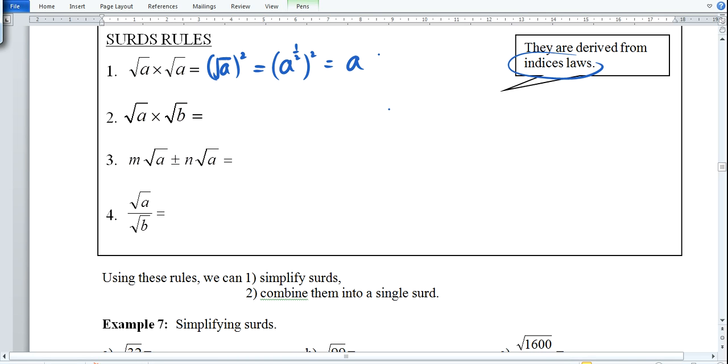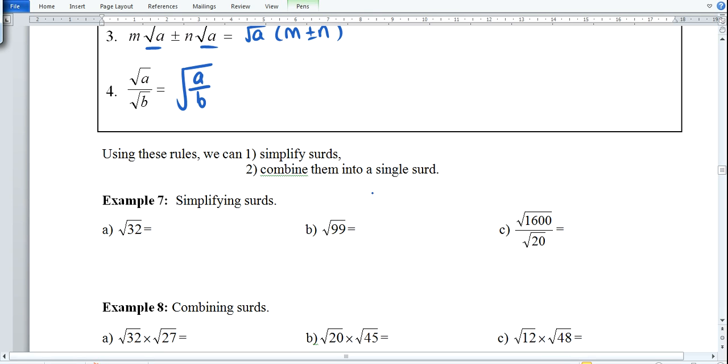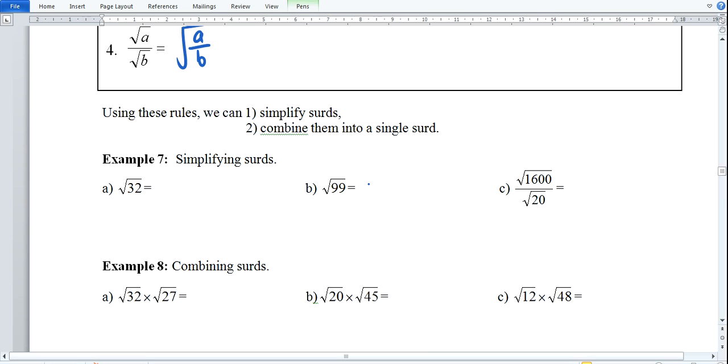Now, you have square root a times square root b. Basically, I can rewrite it as square root of a times b. If I have square root a in both terms, such as n square root a plus or minus n square root a, I can factorize out square root a and rewrite it as square root a times n plus or minus n. Let's say if I have square root a over square root b, I can rewrite it as square root of a over b. Now, in the next section, we are going to learn how to simplify surds.